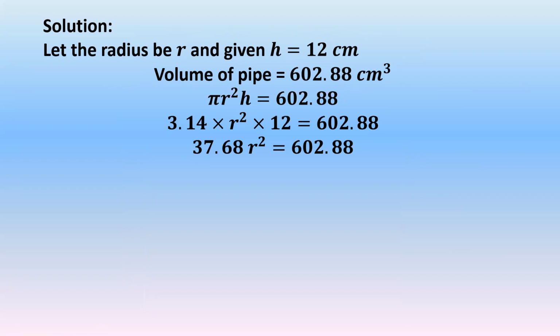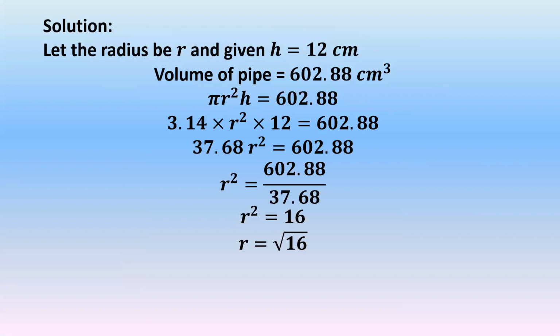Making r square the subject of formula, we get r square is equal to 602.88 divided by 37.68. Simplifying the right-hand side, we get r square is equal to 16. Solving for r, we get r is equal to square root of 16. R is equal to 4. Therefore, the radius of the pipe is equal to 4 centimeters.